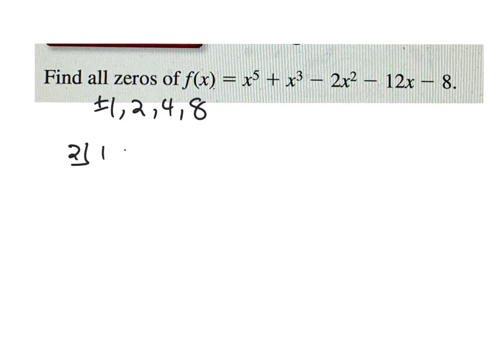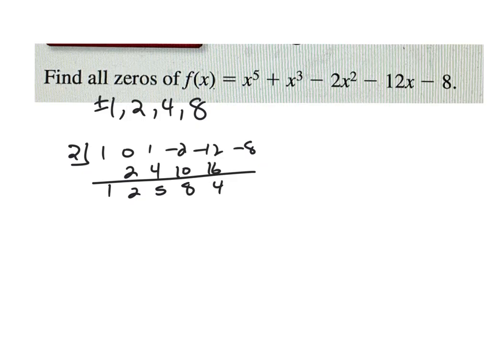I'm going synthetic. You've got to prove it, remember. You can't just say, oh yeah, it looks like it does, so it works. You have to prove it using synthetic. Bring the 1 down. 1 times 2 is 2. Add them up. 2 times 2 is 4. Add them up. 10. 2 times 8 is 16. Add them up, 0. Yes, it does work. Now, because I still have a lot of numbers down there, the 1, 2, 5, 8, and 4, I'm going to use that to break down some more. I'm not ready to factor that yet.